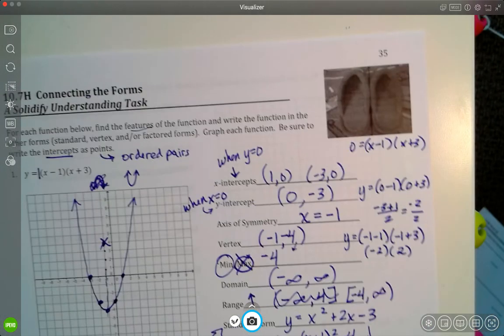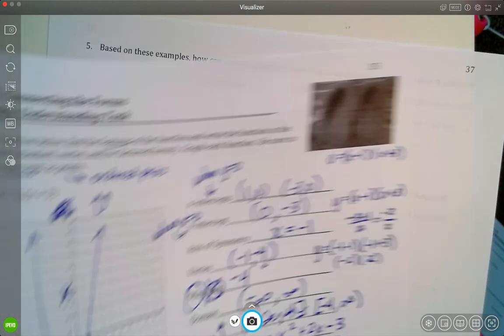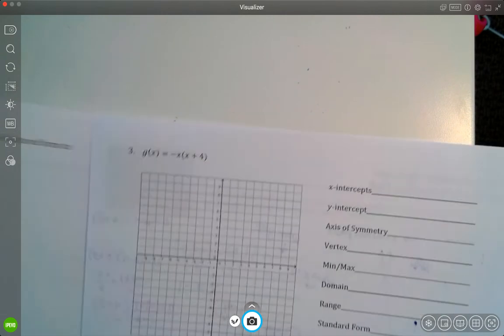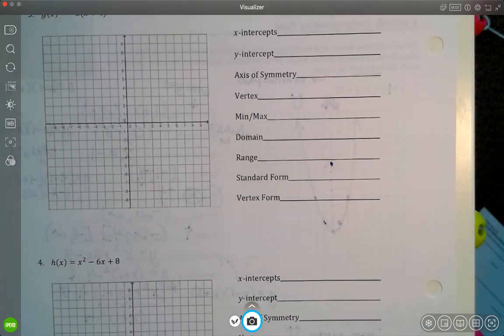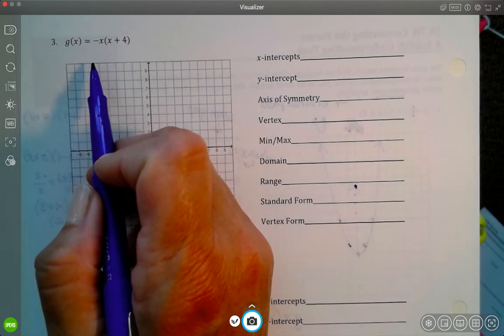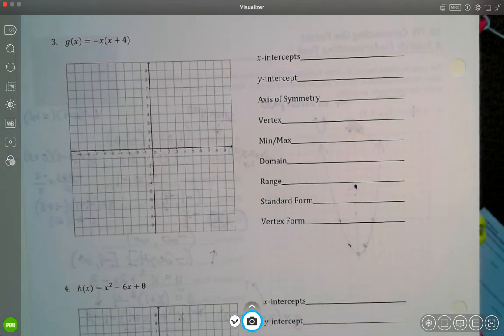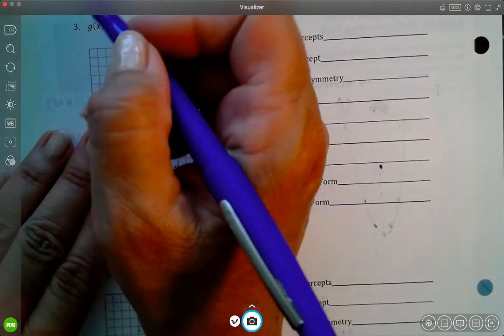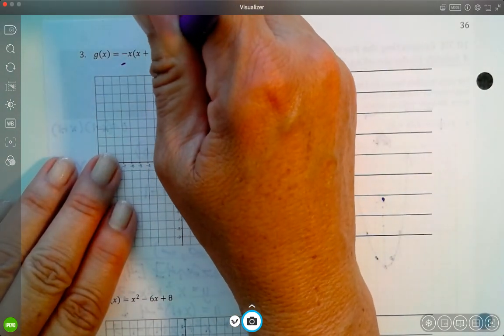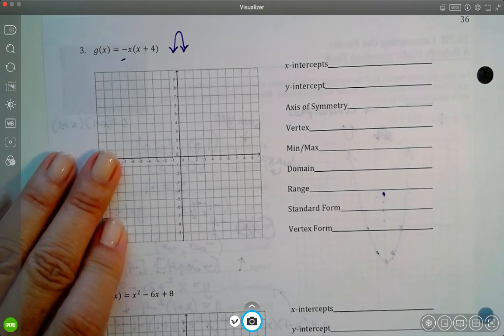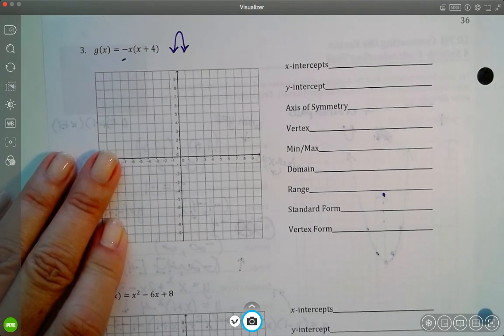All right, so both of those were in factored form. It gave us a lot of information. But now we're going to work on the same pieces of information, but from, oh, this one's factored form also. Okay, so now this is negative. So I already know that it's going to look like this. And it's going to have the same width as the parent function, y equals x squared.